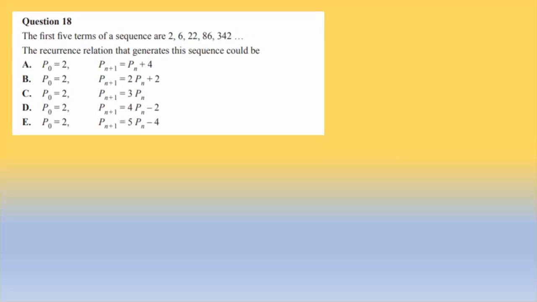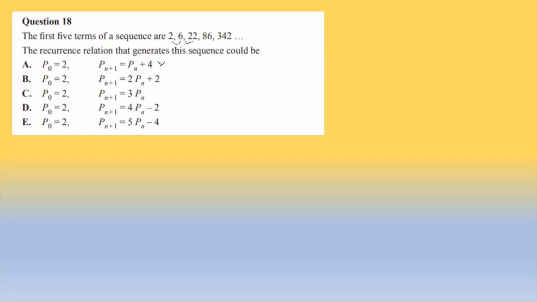The first 5 terms of a sequence, 2, 6, 22, 86, 343, the recurrence relation that generates this sequence could be. So you just have to use a bit of trial and error and work out which one it is. They all have initial value of 2, so we can't eliminate any. Plus 4, so that works, but certainly not there. And you just go through them and see how it works.